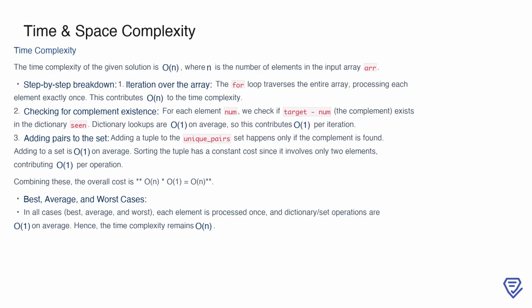Additionally, when a complement is found, we add the pair as a tuple to the unique_pairs set. Adding to a set and sorting a tuple, which involves only 2 elements, are both constant time operations, or O(1). When we combine these steps, the overall time complexity becomes O(n) multiplied by O(1), which simplifies to O(n). Finally, it's important to note that this complexity remains O(n) across all scenarios, whether best, average, or worst case, because each element is processed once, and the dictionary and set operations consistently take O(1) time on average.